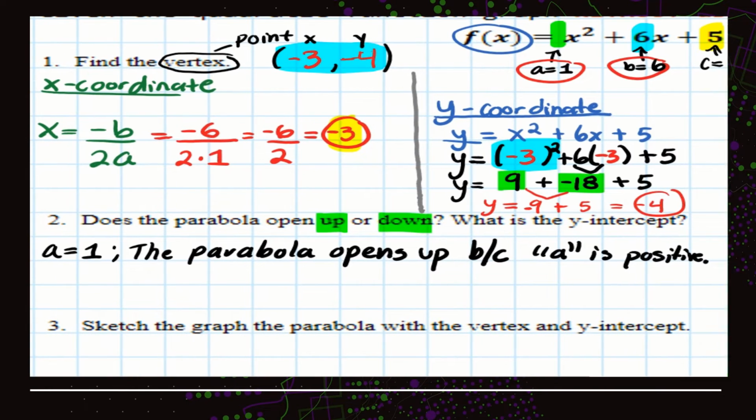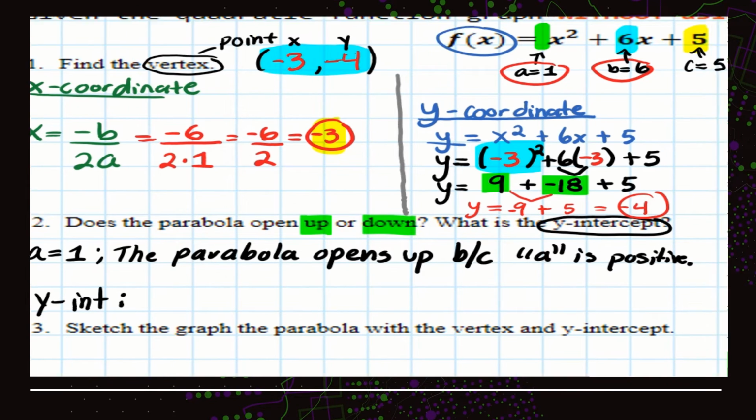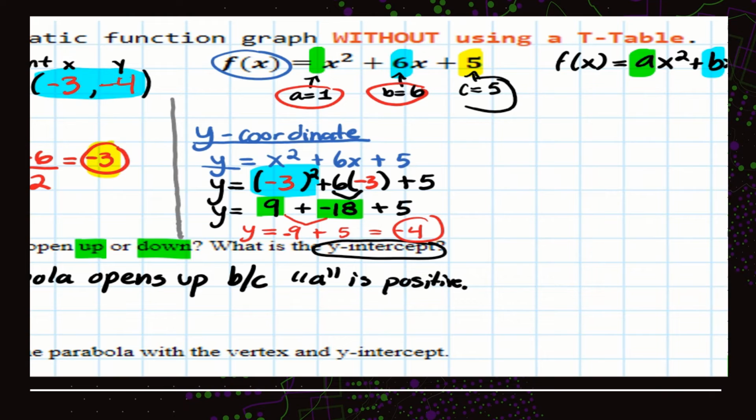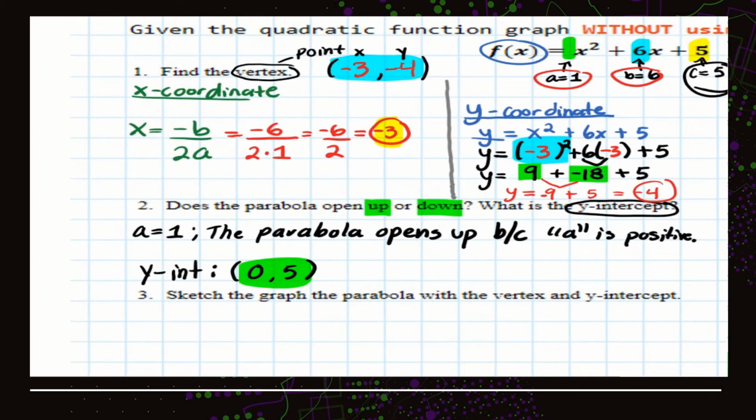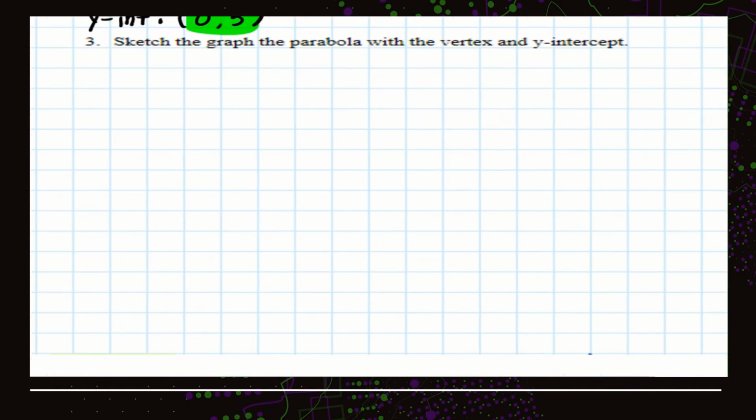The second part of the problem is asking for the y-intercept. That's the second point that we're going to have to plot in our parabola here. The y-intercept is actually found fairly easily. It's in your equation already. It's whatever the c is. So your x-coordinate is always 0, and the y-coordinate is just whatever your c is. So now we have 2 points so far.